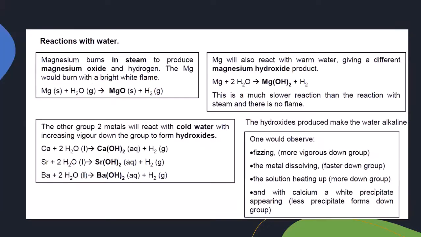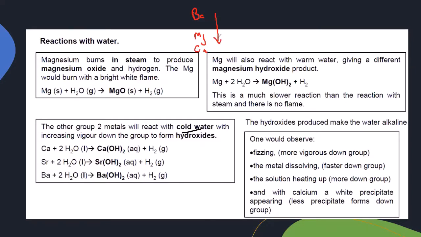Then reaction with water. Magnesium burns in steam to produce magnesium oxide and hydrogen, and the magnesium burns with a bright flame. So magnesium plus water gives magnesium oxide plus hydrogen. But the others can react with cold water. Beryllium is not reacting because it is relatively less reactive. You have magnesium, then calcium, then strontium, and barium.